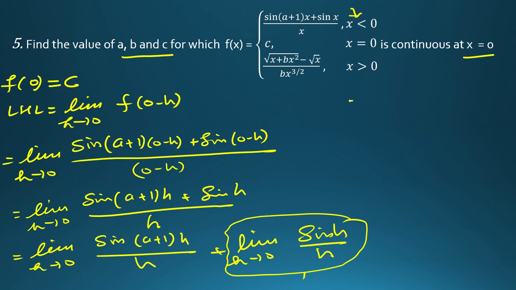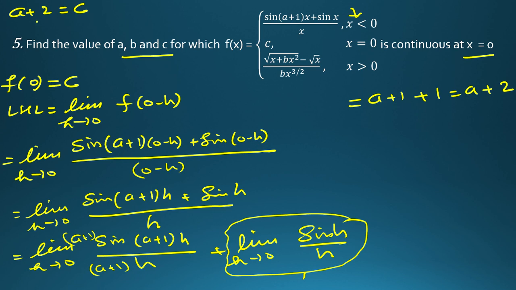Okay. And what about this one? Here we have (a plus 1) into h. So in denominator we want a plus 1, so multiply numerator also with a plus 1. So what you will get here? A plus 1 means a plus 2. Okay. So f(0) was equal to c and LHL is equal to a plus 2. So one equation we got here, a plus 2 is equal to c.